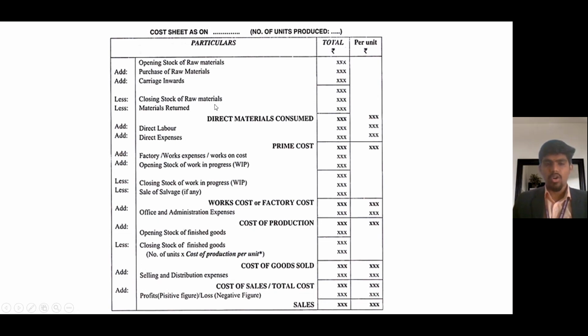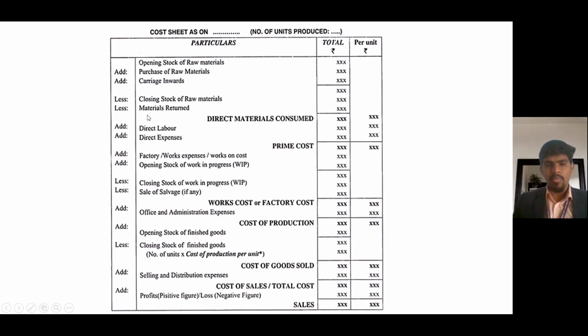And less closing stock of raw materials. Closing stock of raw materials means, if you are preparing for a month, or a particular day or any period, that period's last closing stock, how much raw material is available, is recorded here. We need to deduct that value, and from whatever value remains, we get the actual value.